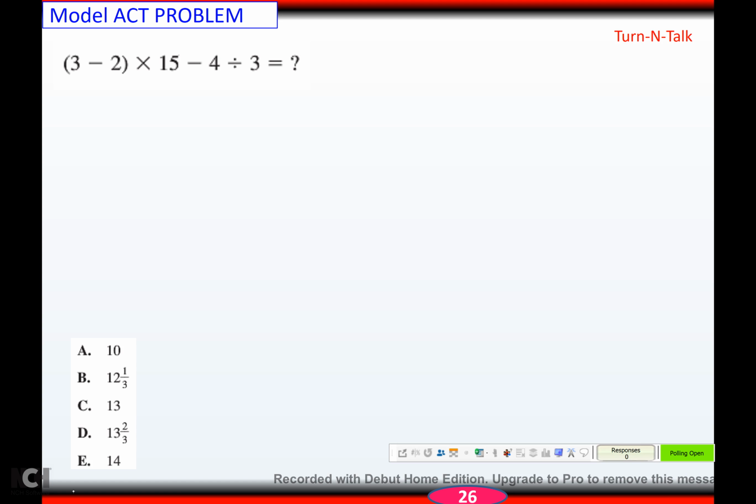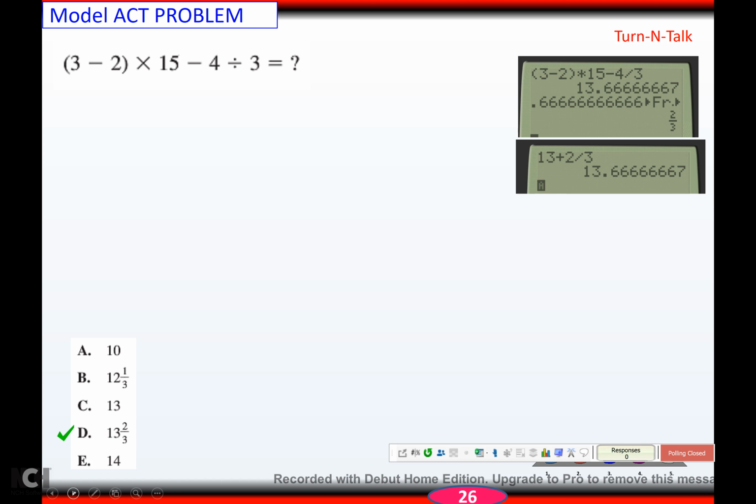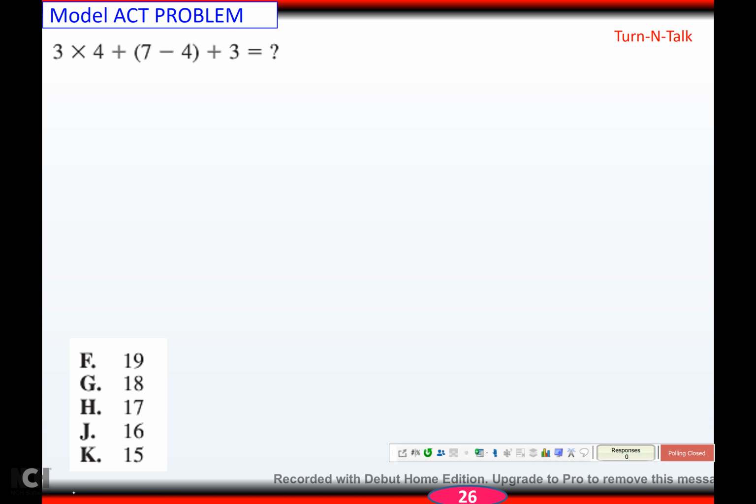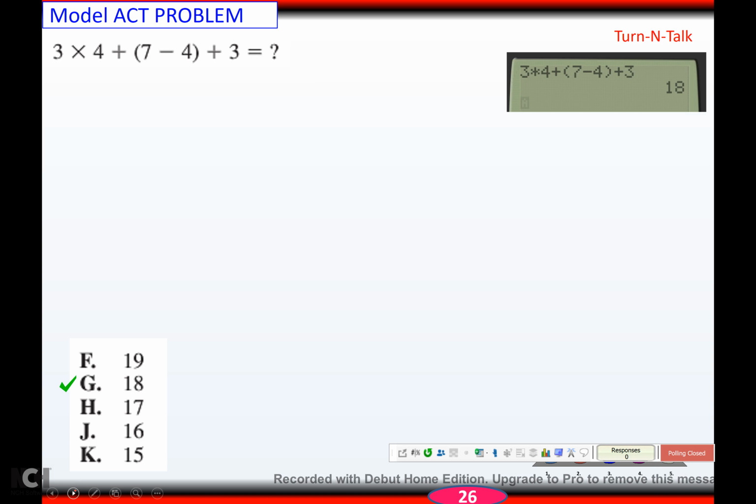Try this one. Hit pause. Come back when you're ready. And hopefully you got 13 and 2/3. I typed it in. I got 13.6 repeating. I turned the 0.6 repeating into a fraction. So it went 13 whole times and 2/3 left over. Try this one. Hit pause. Come back when you're ready. And hopefully you got 18. I typed it. I got 18.